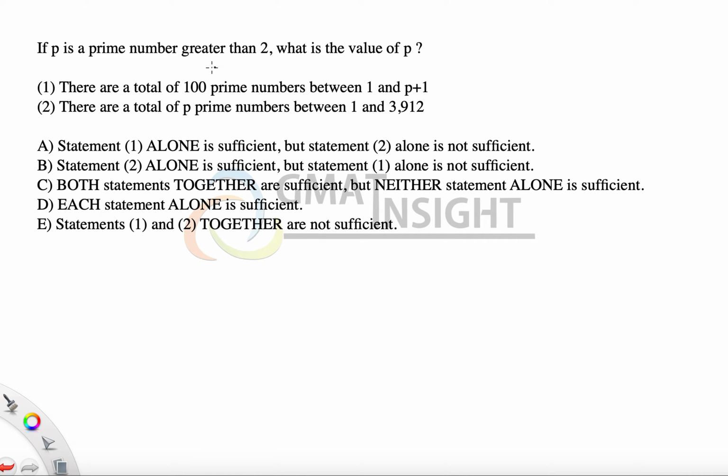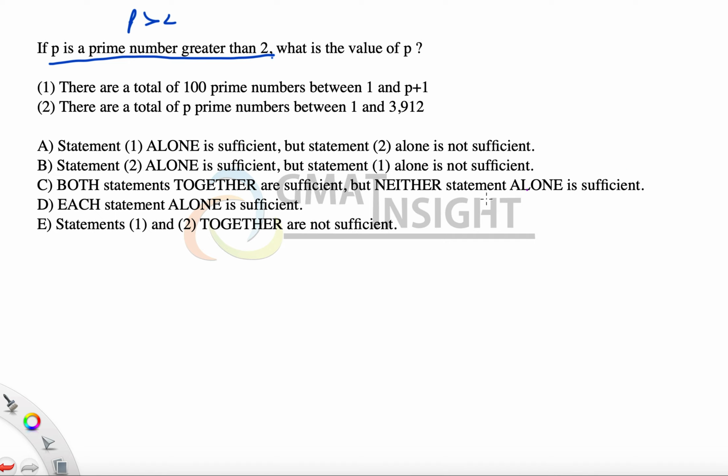If p is a prime number greater than 2, what is the value of p? So let's quickly start solving this question. We already know about p, that it's a prime number greater than 2, and we have to find out the value of p. So we have to find the unique value of p to answer this question.